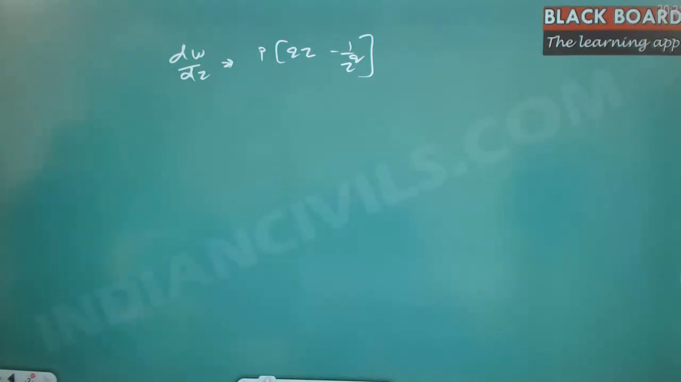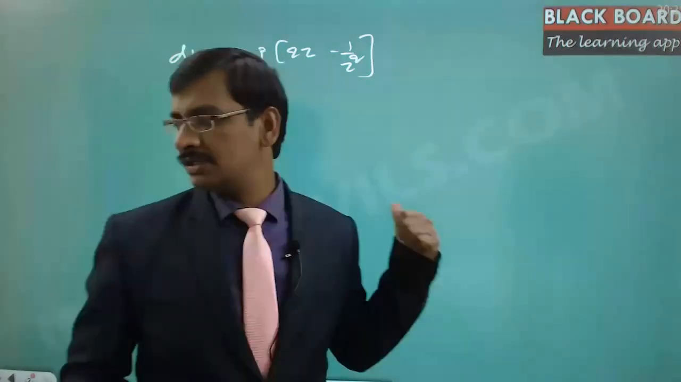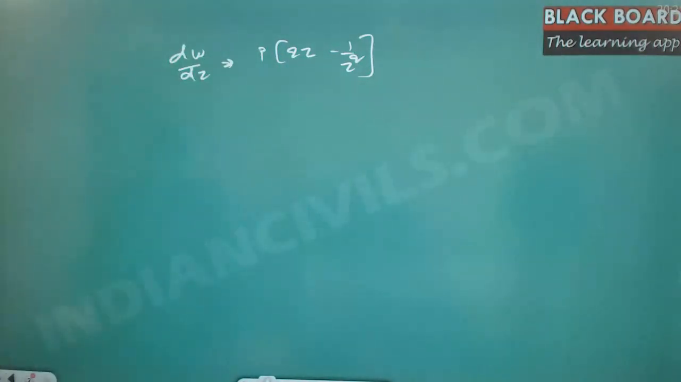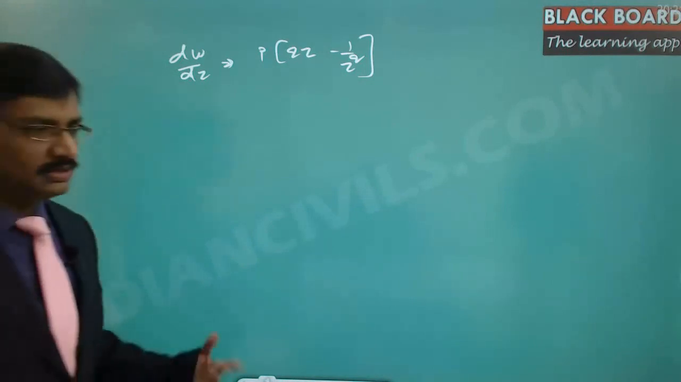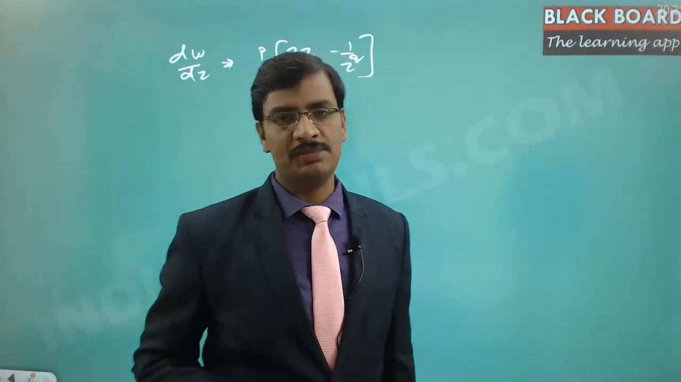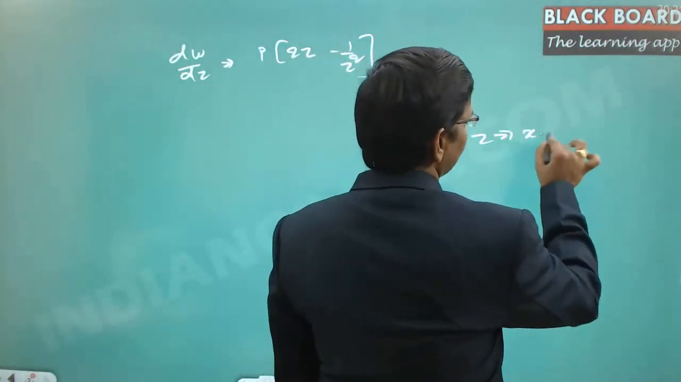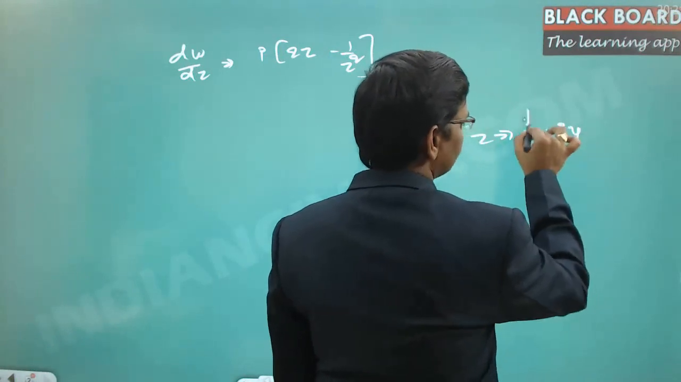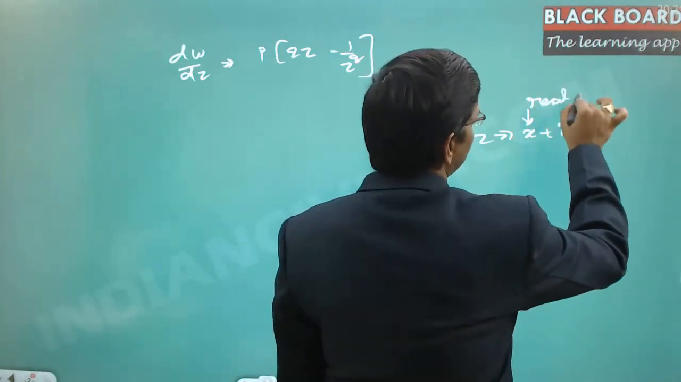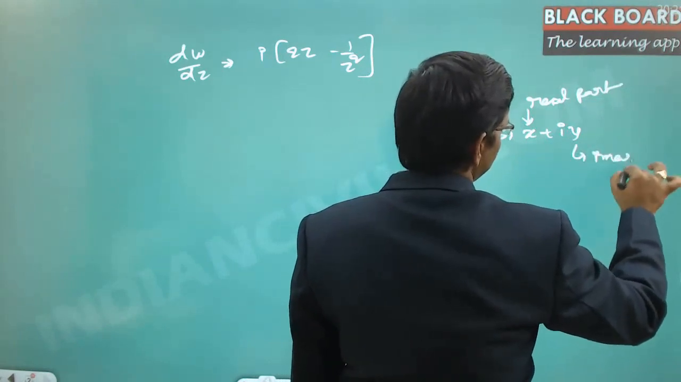Yeah, that is correct, right? So once you got to this point, then the methodology, why this assumption? Here actually we were talking of the variables x and y. Now z is equal to x plus iy, and this is called the real part, and this is called the imaginary part, right?